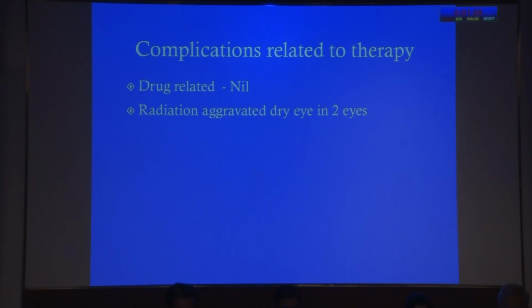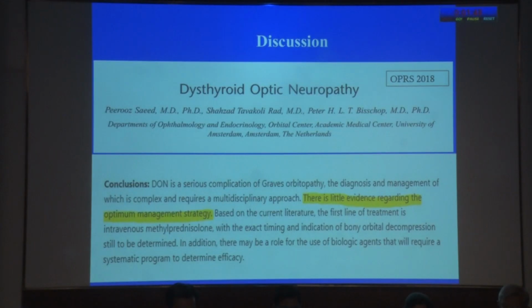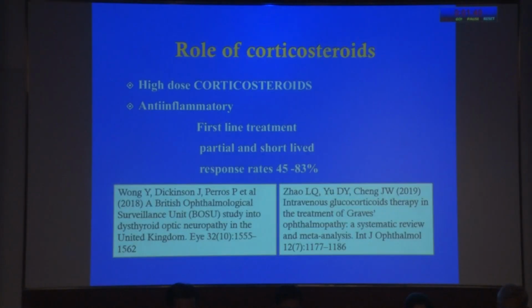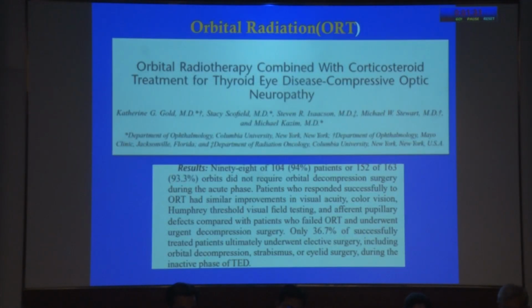Complications, drug-related nil; 2 eyes had radiation-induced dry eye. So dysthyroid optic neuropathy, as per OPRS 2018, there is little evidence regarding the optimum management strategy. Role of steroids: it is anti-inflammatory, first-line treatment, where effects can be partial and short-lived. Response rates range from 45 to 83%.